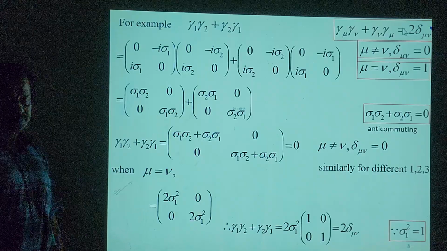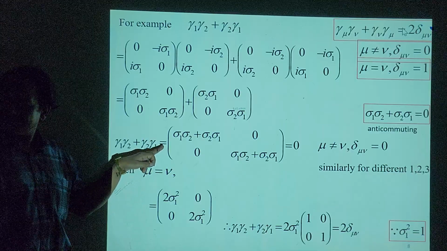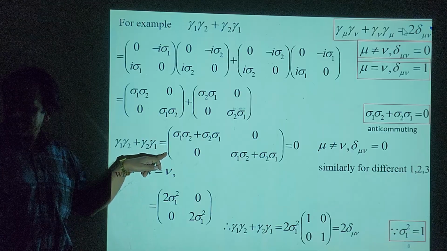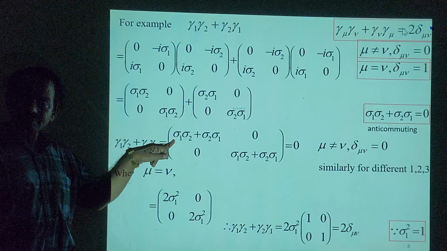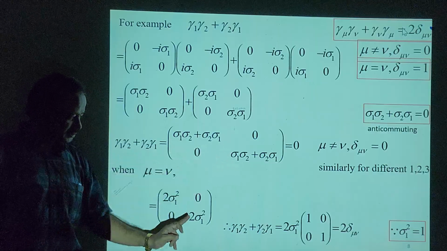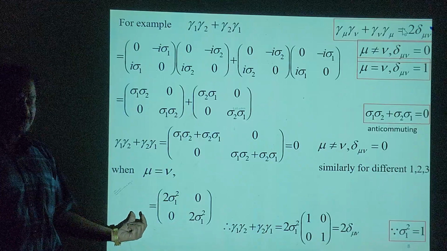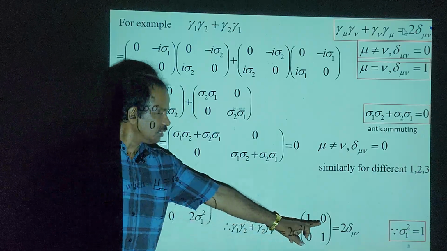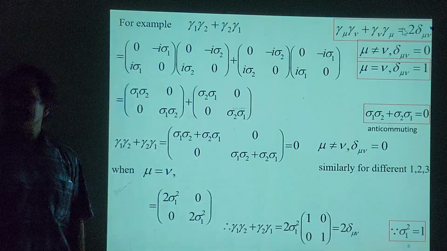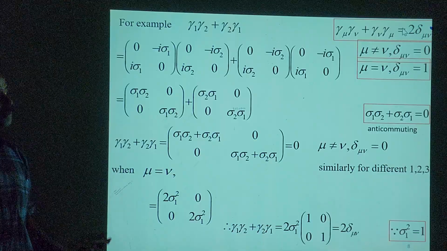Suppose mu equals nu, that is 1 equals 2 in this notation. If 1 equals 2, this becomes 2 sigma 1 squared. You pull 2 sigma 1 squared out, and that will give you the identity matrix 1001, which is nothing but 2 delta mu nu. Any doubt? So sigma 1 squared equals 1. Any doubt?